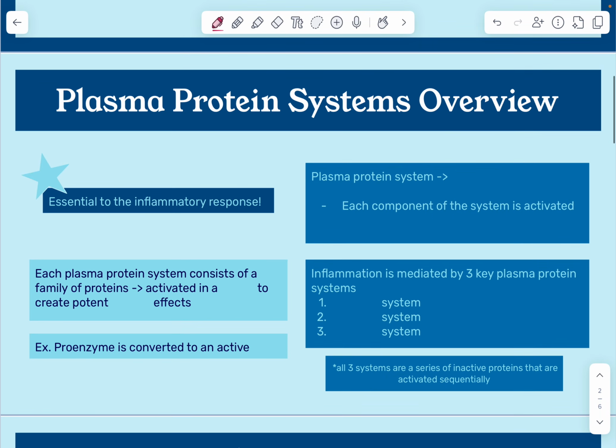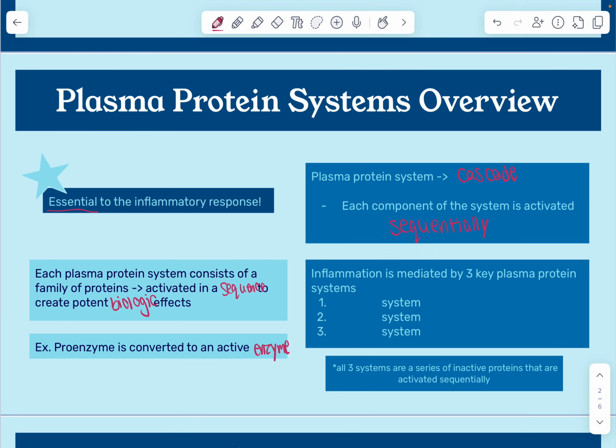So starting with a little overview, these systems are all essential to the inflammatory response, and they each consist of a family of proteins that are activated in a sequence to help create potent biologic effects. An example of this would be a proenzyme being converted into an active enzyme. The plasma protein system is a cascade, and this means that each component of the system is activated sequentially.